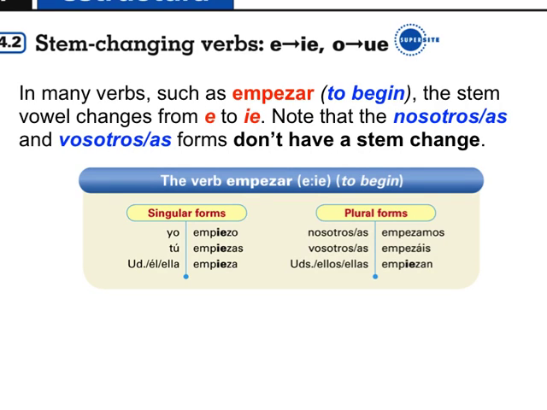So now here we have the verb empezar. Remember, empezar means to begin. There it is right there. And its stem changes E to IE. But not in every person. Remember, nosotros, vosotros will not have the stem change.